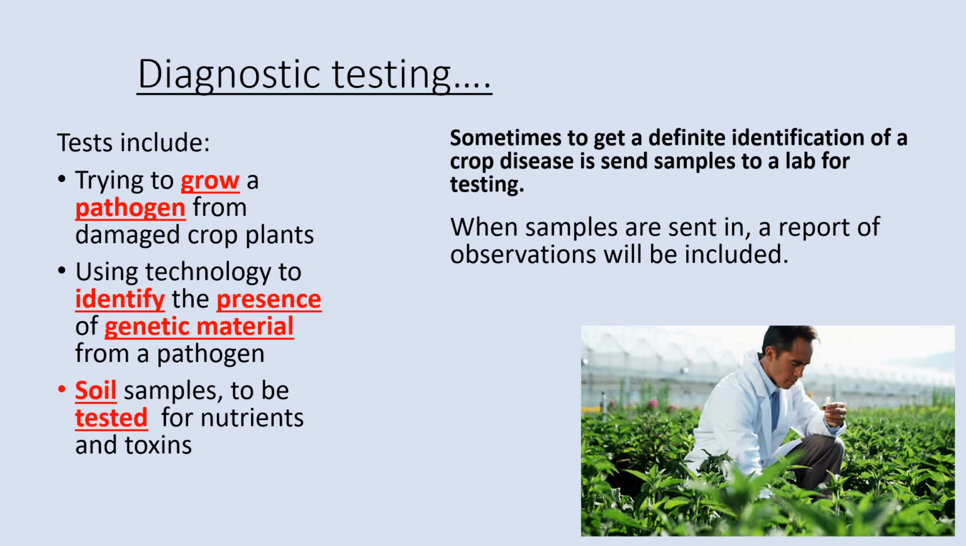And then finally, sometimes to get the definitive identification of crop disease, they must send samples to testing. So when they're sent in, the report of observations will be included. So although they'll send the physical plant in or parts of the plant in, they'll also send images of where the plant is and how it's been affected. Right, when you're ready, unpause it and move on.